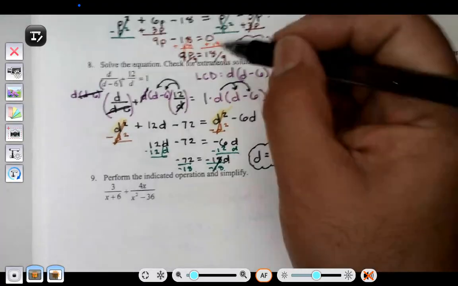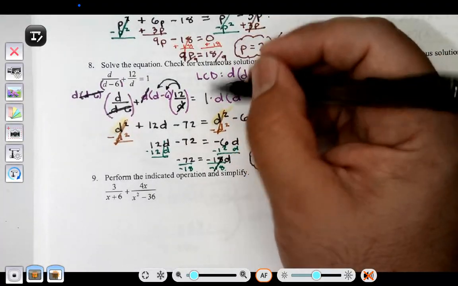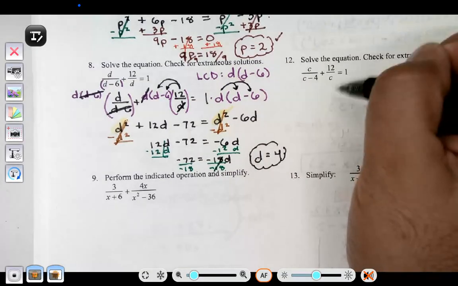All right, so we gave you two of the same type because they tend to be the problems that people miss the most on the final. So we just want you to practice as much as you can here.